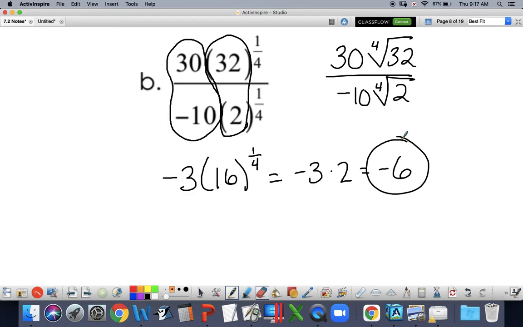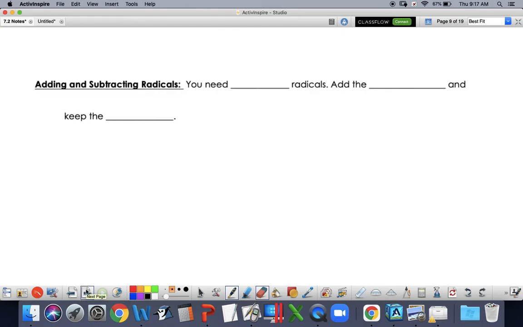That finishes our multiply and divide examples. Let's move on to adding and subtracting on our next page of notes here.